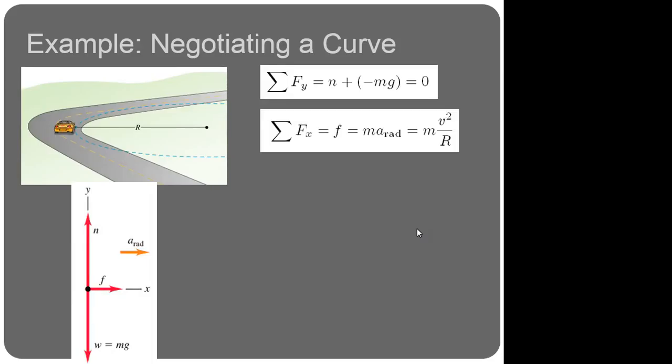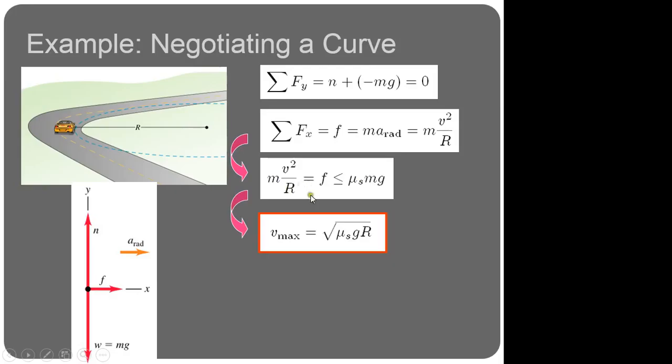So vertically it looks like that, horizontally it looks like that. Put that in, you have this, and since F must be smaller than or equal to mu N, you can equate the two equations together like this. So mv squared over r must be smaller than or equal to this, which says that the maximum velocity is given by the square root of mu s g r. Okay.